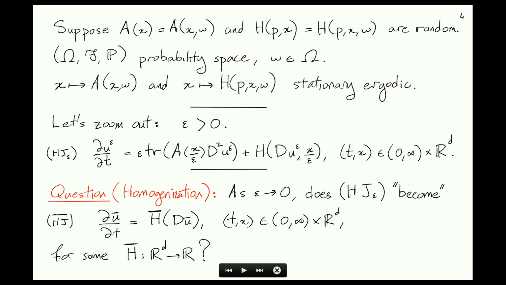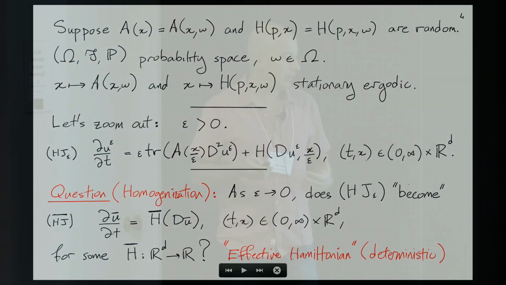As epsilon goes to 0, does this equation effectively become an equation like this, where thanks to this epsilon in front, this term just goes away, and thanks to these crazy oscillations, where the frequency is faster and faster, they drop out, and now you have some new function h bar. We call this function h bar the effective Hamiltonian, and it no longer has any randomness in it because of ergodicity. That's the expectation. If this happens, we say we have homogenization.